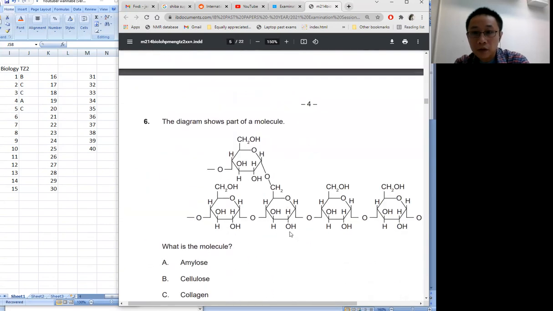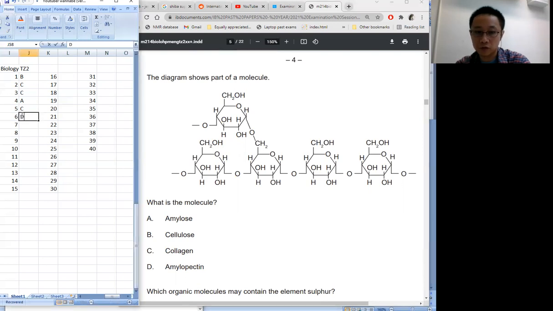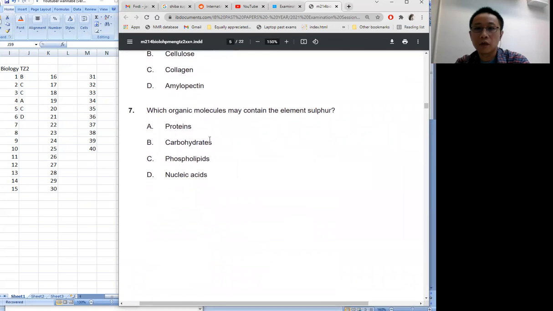6, the diagram shows a part of the molecule, and this looks like a branched polysaccharide. Amylose is a polysaccharide, cellulose is a polysaccharide, but they are unbranched. Collagen is a protein. Amylopectin is your branched polysaccharide. So the answer is D. Question 7, which organic molecules may contain the element sulfur?